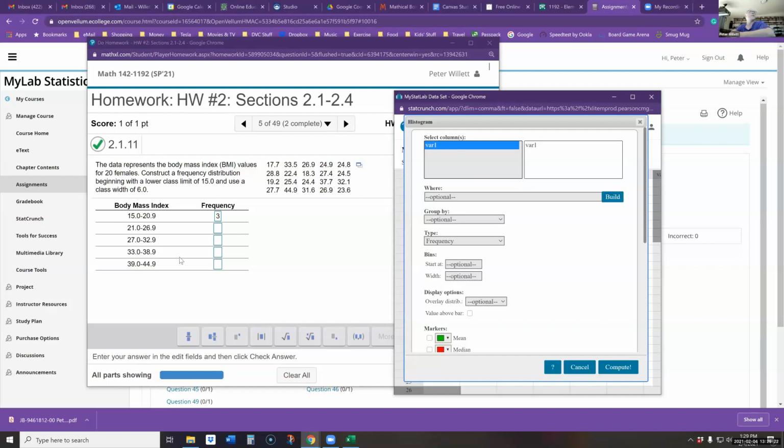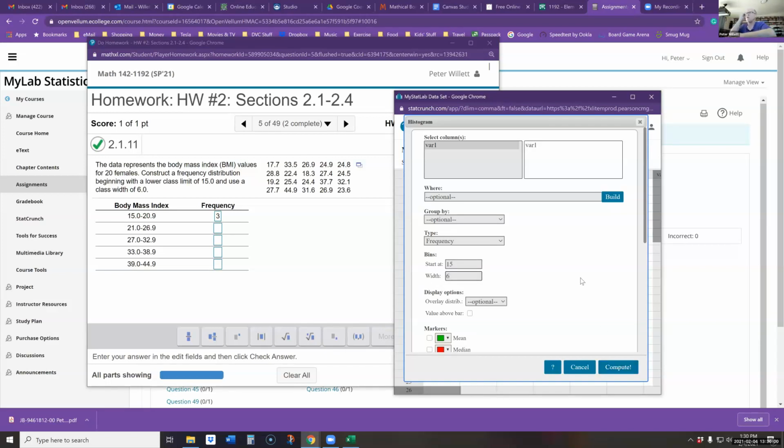Then the other thing is we want specifically our histogram to have each bar represent one of the classes as described here so that we can answer these frequency values correctly. The StatCrunch program uses a different word for classes. It calls them bins. And so bins in StatCrunch is the same as classes. So when they say that they want the classes to have a lower class limit of 15 and a width of 6, then you would say that your bins are going to start with 15 and have a width of 6. And then I would tell it to compute and it'll draw the graph for me.